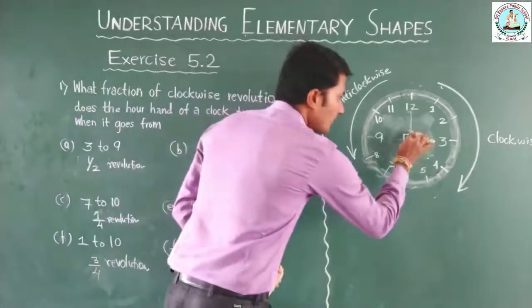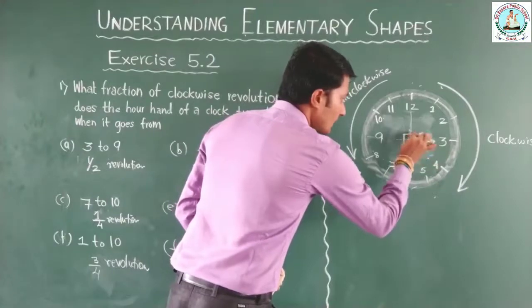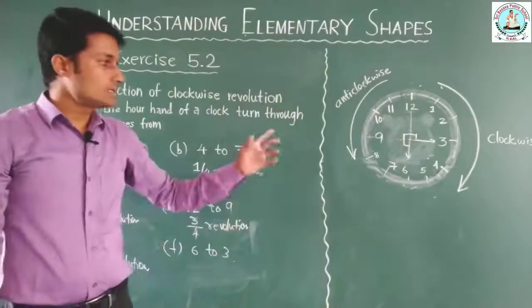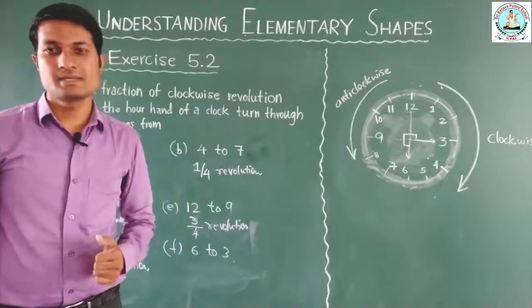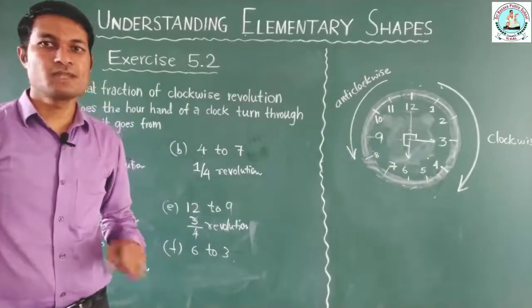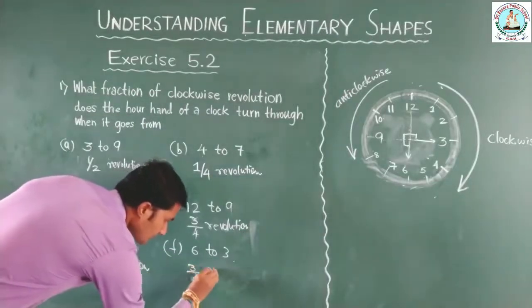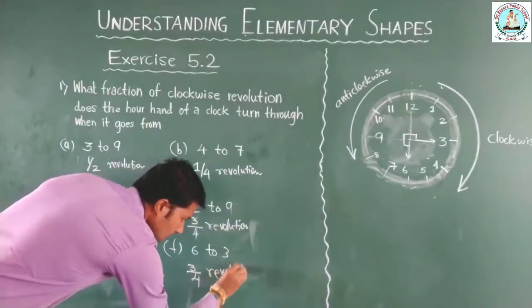And from 12 to 3 is another right angle. So totally it has covered 3 right angles. So 3 right angles means it is 3/4 of the revolution. So right here, 3/4 of the revolution.